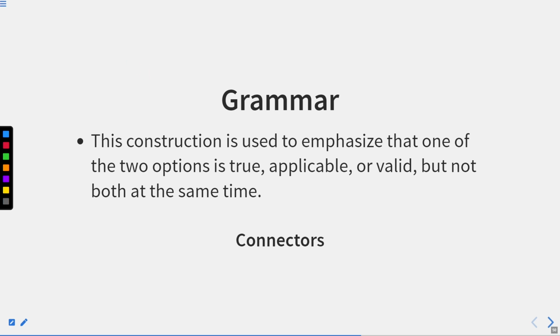I have two choices, either A or B. So I can select one of them, not both together. If I am choosing A, that means I cannot choose B. But if I'm choosing B, I cannot choose A. So not both at the same time, only one at a time.